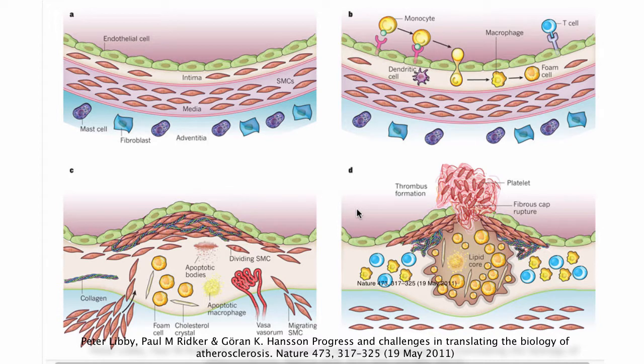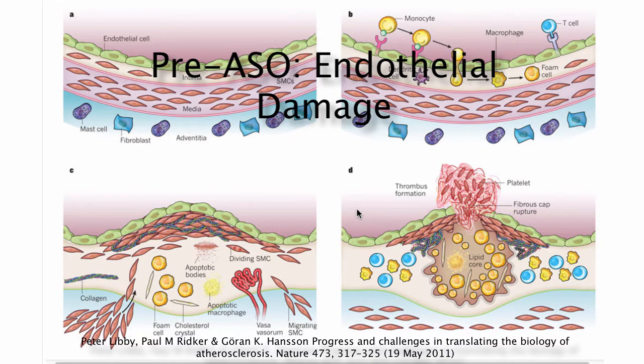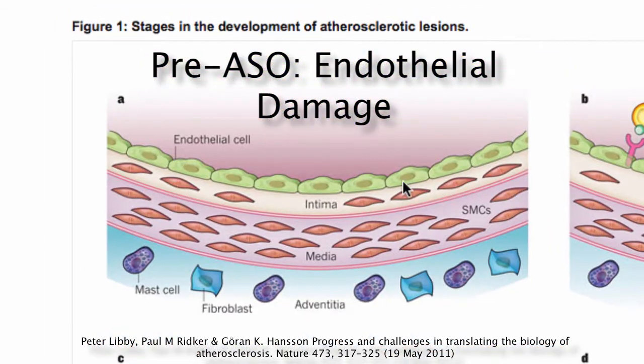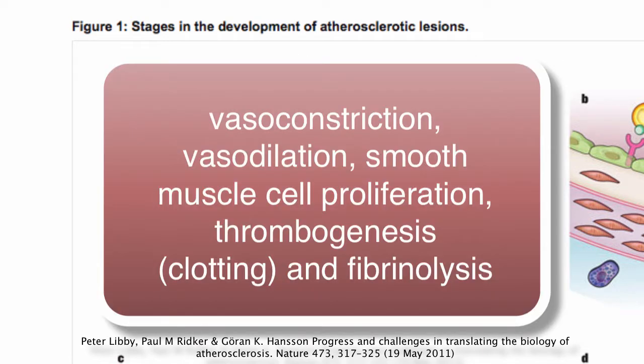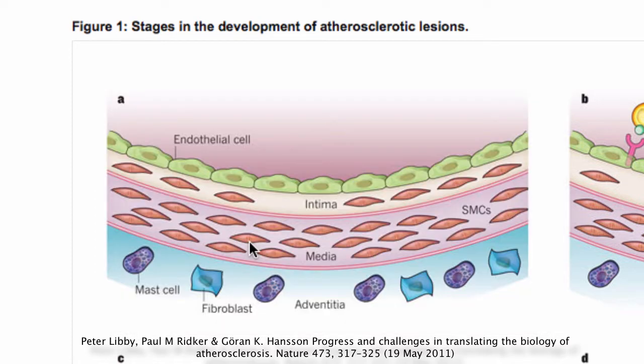This is an image from Nature. Pre-ASO, endothelial damage or dysfunction. The endothelium is the interior lining of the blood vessels and controls vasoconstriction, vasodilation, smooth muscle cell proliferation, thrombogenesis, clotting, and fibrinolysis, breaking up blood clots. When the endothelium is not functioning properly, the risk of damage to the arterial wall increases.